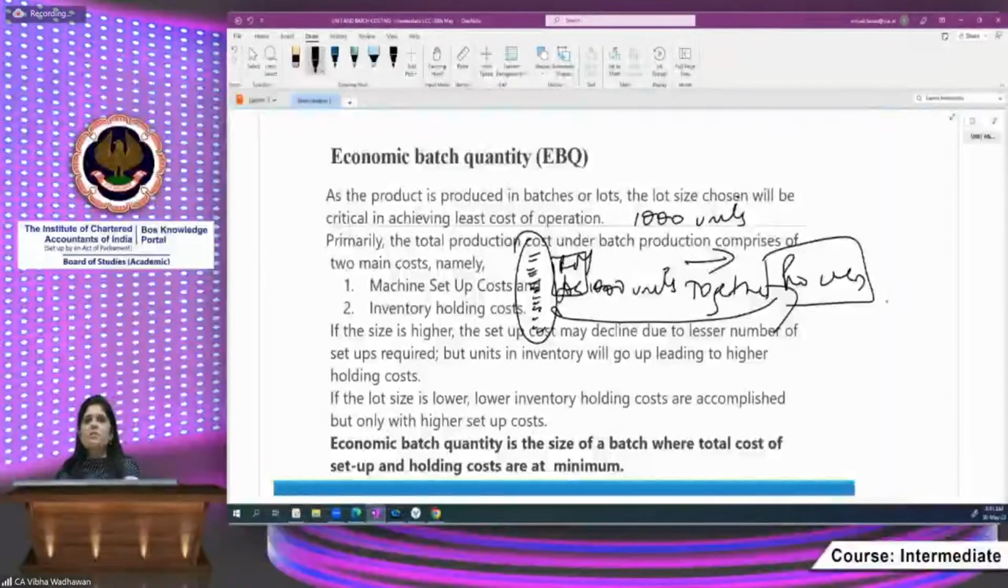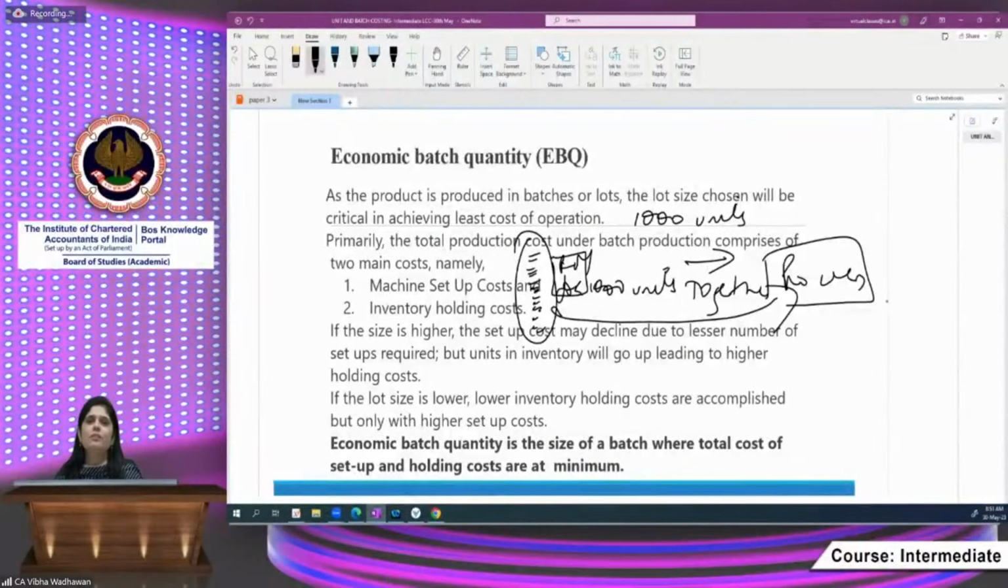Clear? It's not that we have to induce the raw material of one unit at a time. No, you have to assemble the raw material for 1,000 units. If you are producing 1,000 units together, you have to input the raw material for 1,000 units together first, assemble it first, and then the entire raw material for 1,000 units will go together into the process, not one by one.